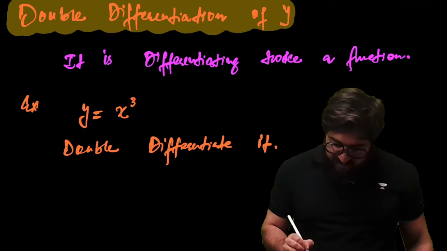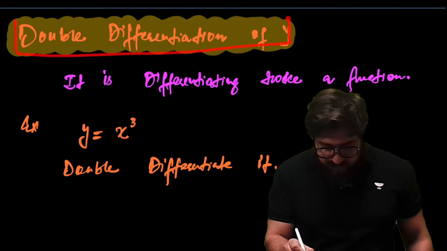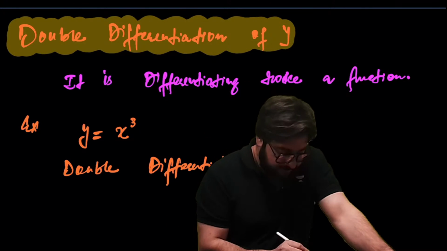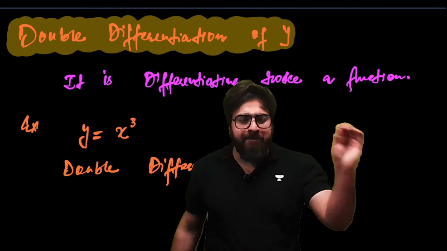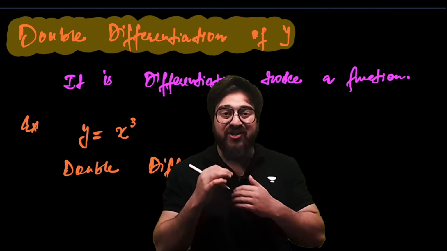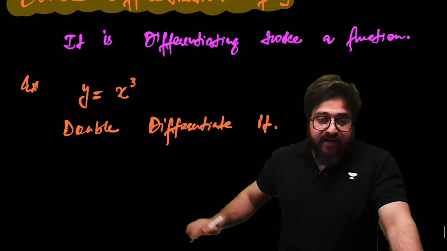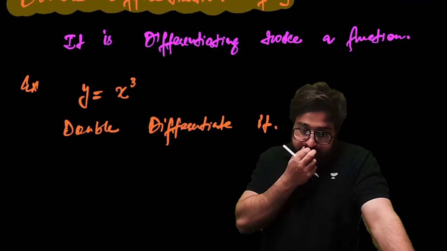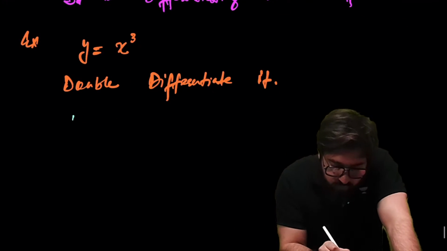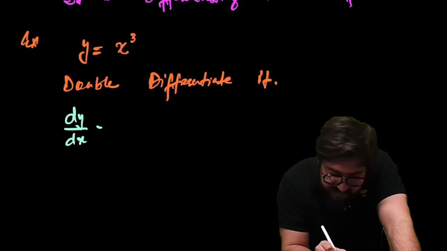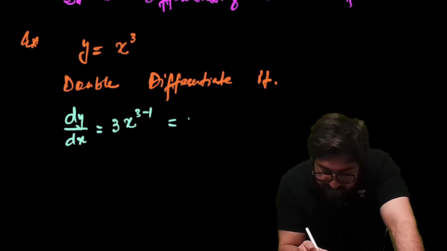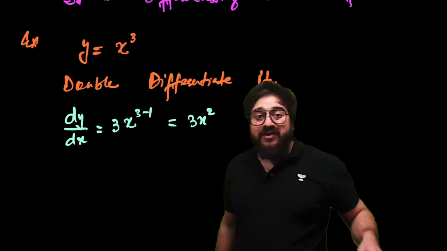Now, we will have to do the double differentiation. What does double differentiation actually mean? Double differentiation simply means differentiating a function twice. Let's suppose we have y is equal to x cube and we have to differentiate this function. So what will we do? We say, sir, dy divided by dx is equal to power down, that is 3x power 3 minus 1, that is 3x square. So this is the differentiation.